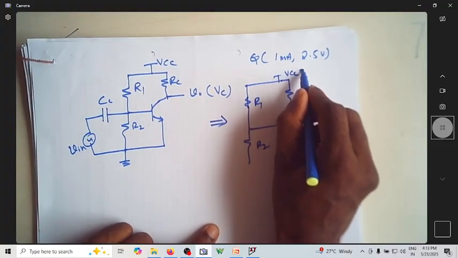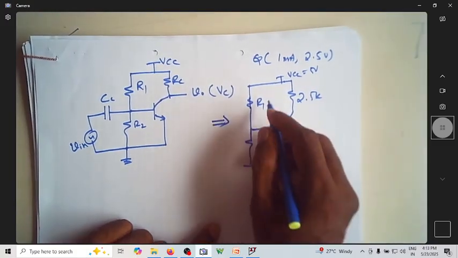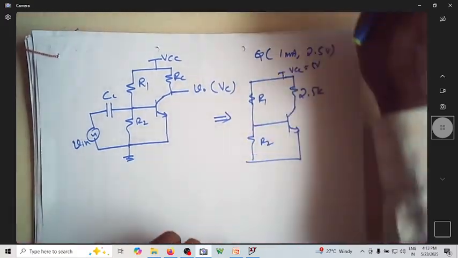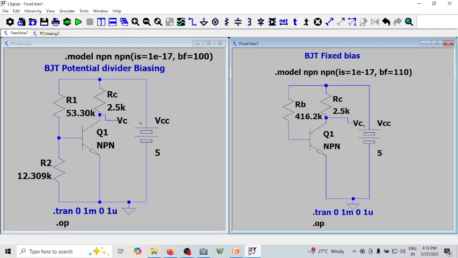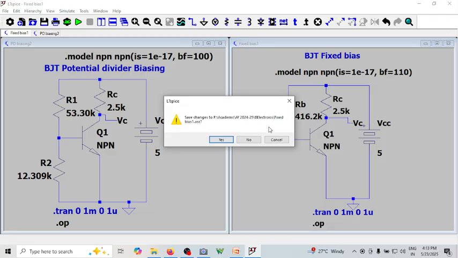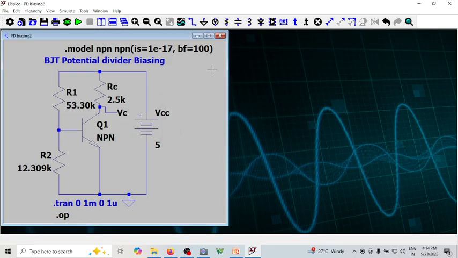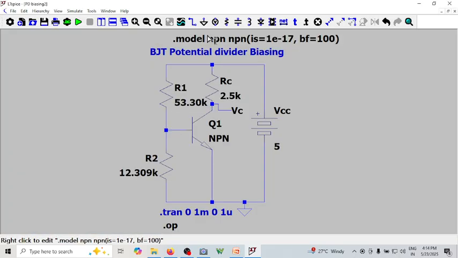This is VCC equal to 5 volt, and let me just go back and see what is the value of RC. Let me just check it here. I think this is the value, 53 kilo. Okay, let me save it. This is the value we're talking about. It is 53.3 kilo ohm, and this is 12.309 kilo ohm. This has 2.5 k.